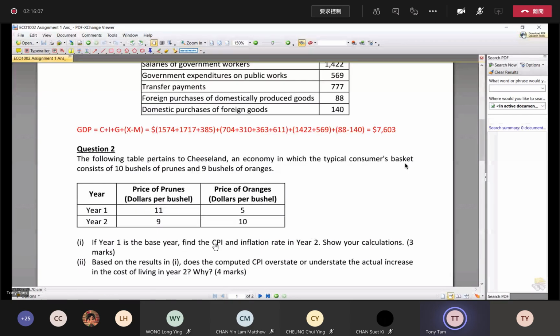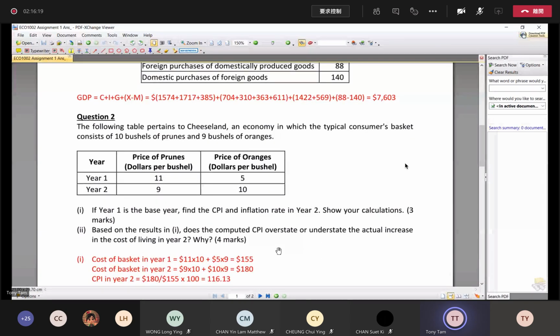Here, find the CPI and inflation rate in year 2. Show your calculation again. Find the CPI and the inflation rate. If you want to get the CPI in year 2, you need to calculate the cost of the basket in year 1 and year 2. And year 1 is the base year.